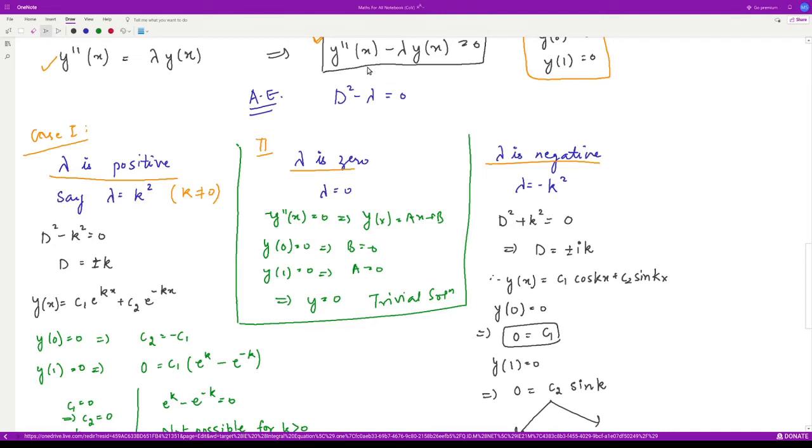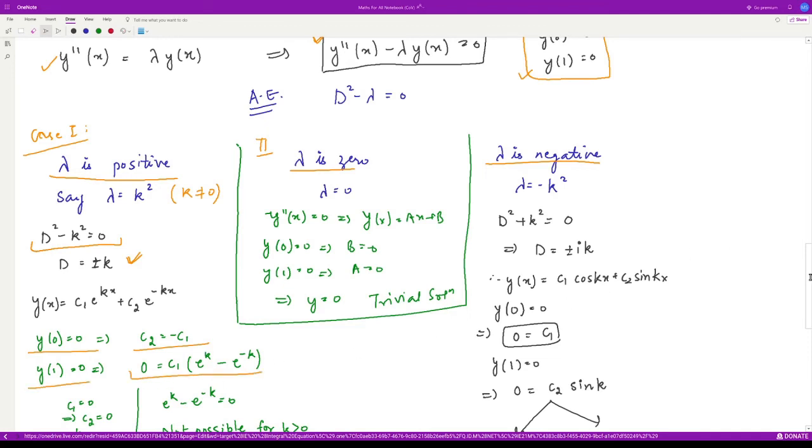So our equation becomes y double dash x minus k square y x is equal to 0. The corresponding auxiliary equation becomes D square minus k square is equal to 0. So the value of D comes out to be plus minus k. The corresponding solution y of x would be c1 e to the power kx plus c2 e to the power minus kx, where c1 and c2 are constants which we eventually calculate. Let's use the boundary conditions that we have calculated. y of 0 is 0 gives c2 is equal to minus c1, and y of 1 is 0 gives us this condition.